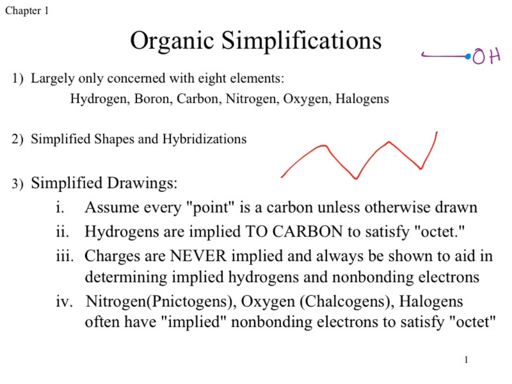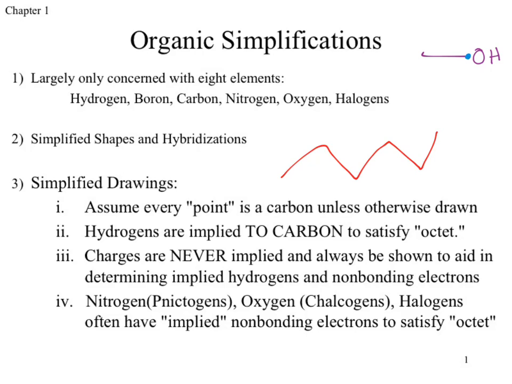Okay. The next big simplification that we end up doing with drawing out all these Lewis structures: we have some rules to go along with it. Those rules allow us to start to simplify our drawings, for instance, making carbons points, but then also implying hydrogens. We will imply hydrogens to our carbon atoms to satisfy the octet for carbon.